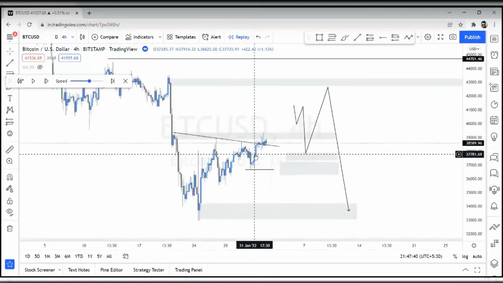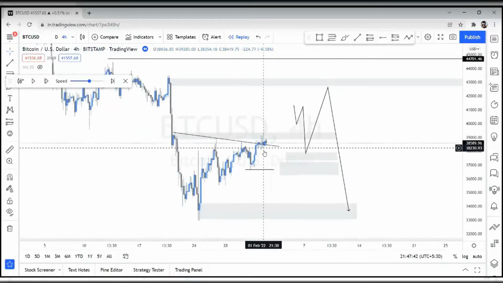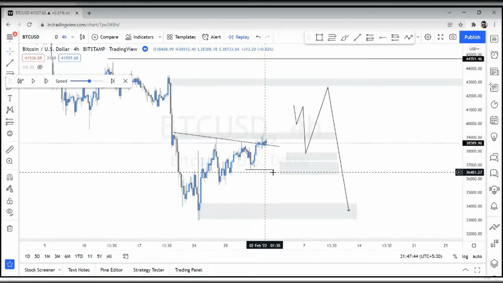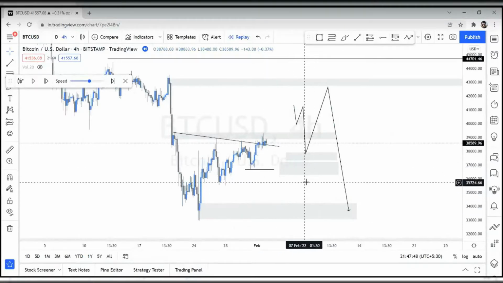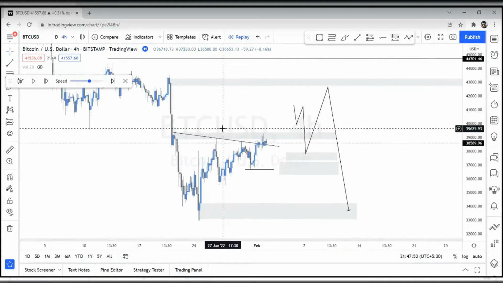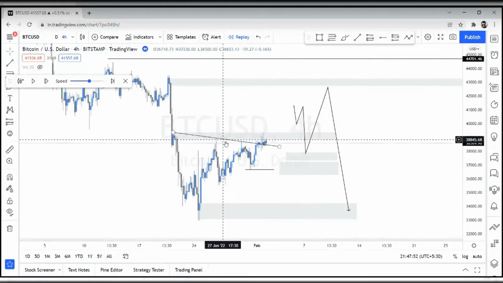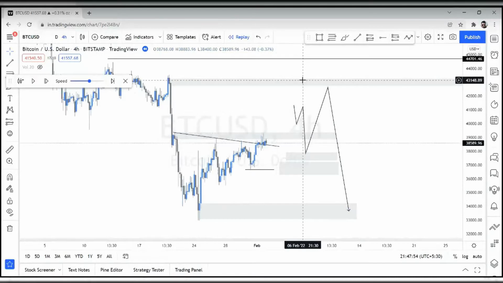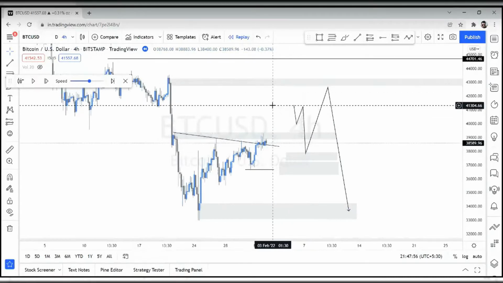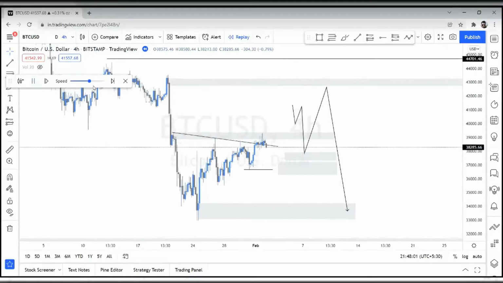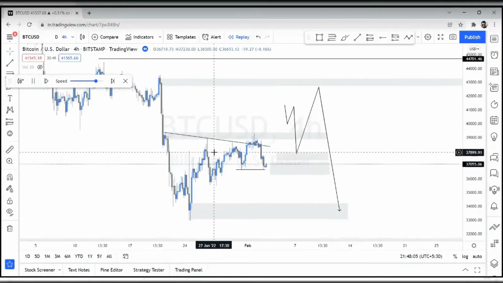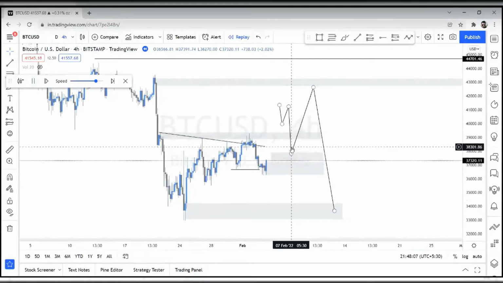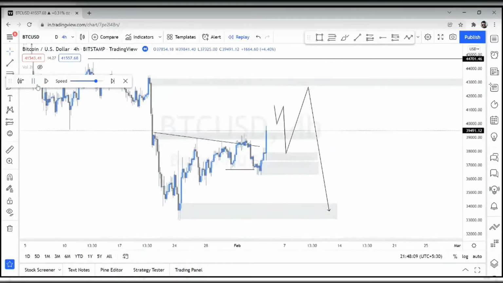I said I'm expecting a sale if it gives a breakdown of this, and then somewhere from here we can sell till here. But do not be surprised if price gives a breakout of this and then goes all the way up here. So that's exactly what we had. Let's just forward this and see what happened. Yeah, exactly. So what do we have here?